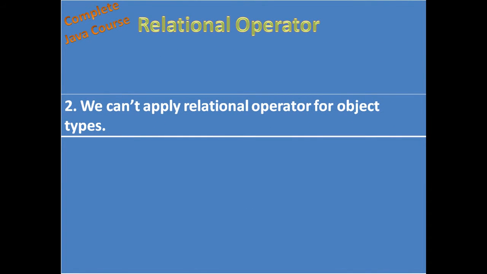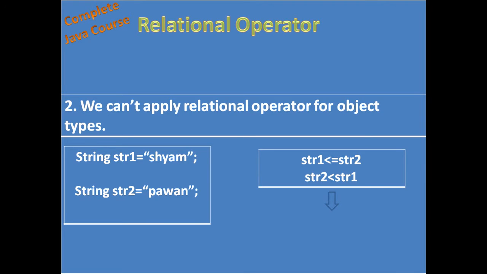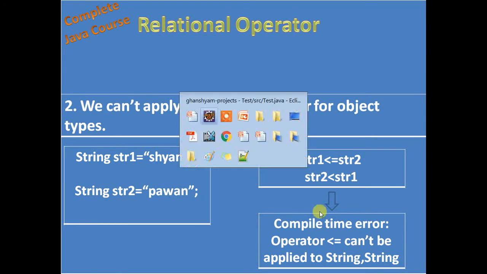Number two, we cannot apply relational operators to object types, like string1 equal to Syam and string2 equal to Pawan. If you try to compare string1 and string2, you will get a compile time error saying operator less than or equal to cannot be applied to string.